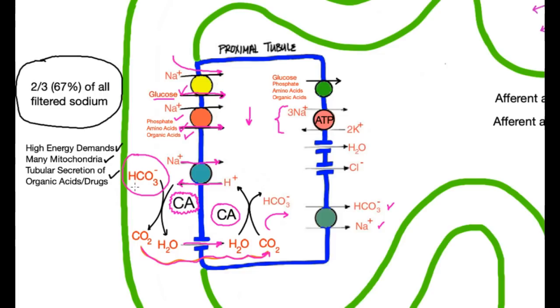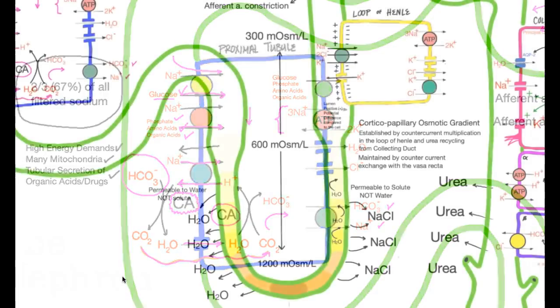So many of the drugs that we will prescribe patients need to pass through the proximal tubular cell for active secretion, so to be secreted into the urine. And so a lot of these things can interact and cause tubular damage. So this is an important concept. Next, we're going to move to the loop of Henle.